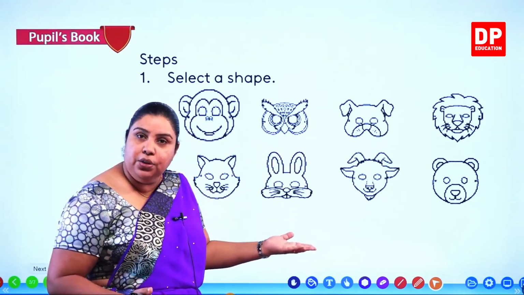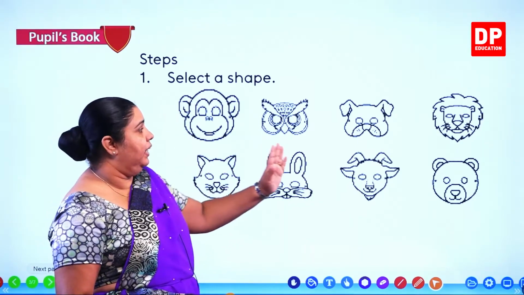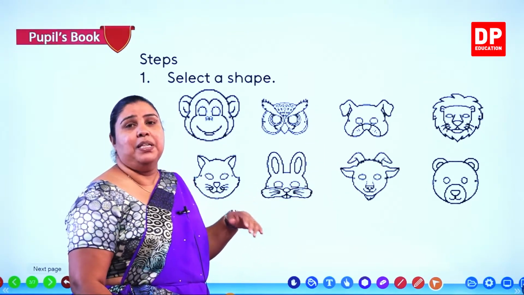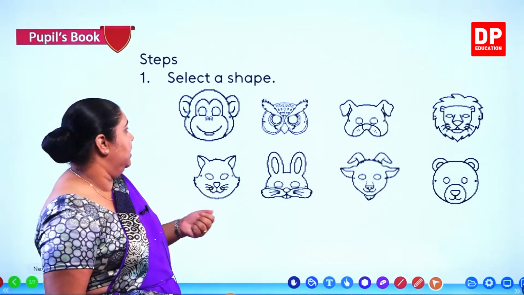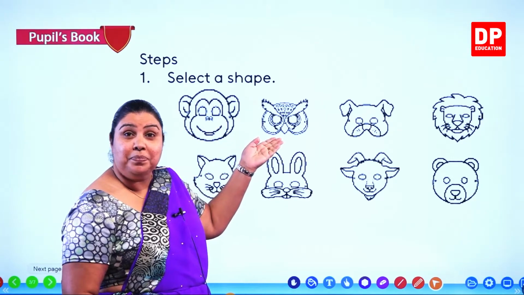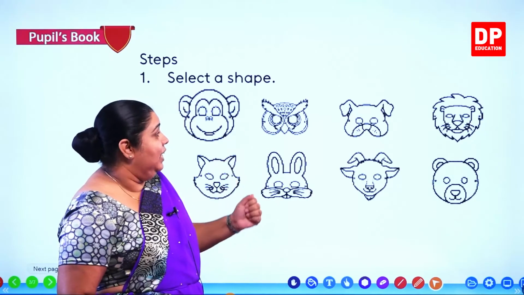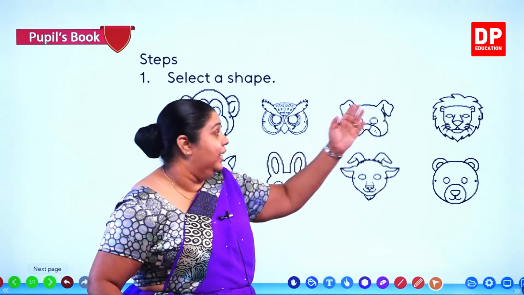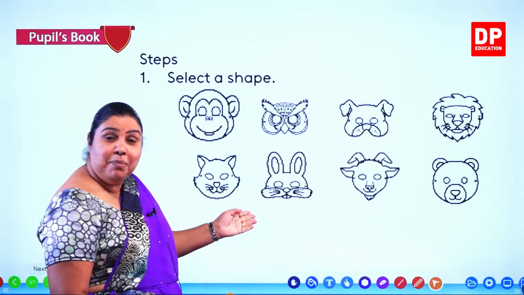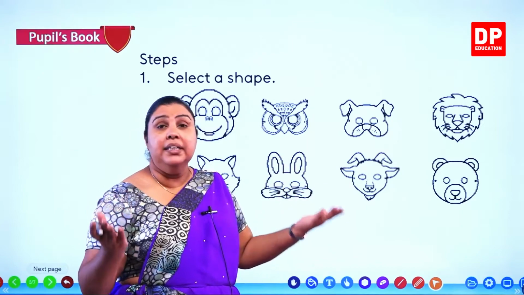So now you can select any of the shapes. Now they have given you options. We have a variety of shapes and different pictures of different animals. Maybe you can select a monkey face or an owl. Even an owl's face will look very nice on a mask. And then we have a dog, then a lion, a bear, a goat, maybe a bunny, or maybe a cat. So it can be some other animal as well.